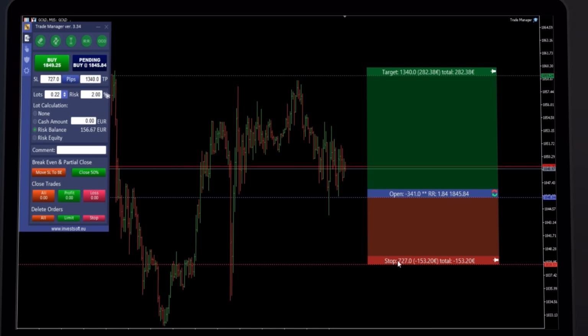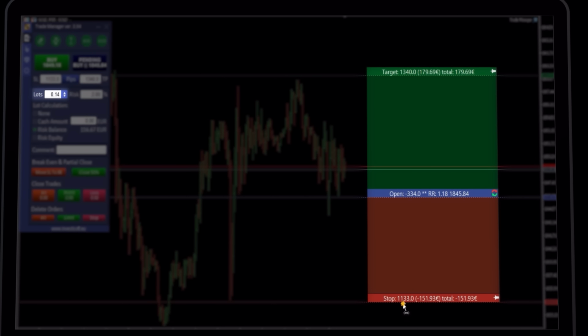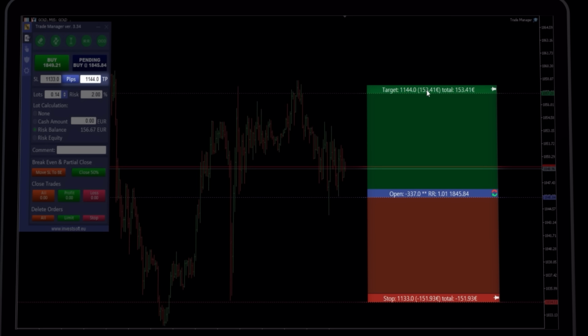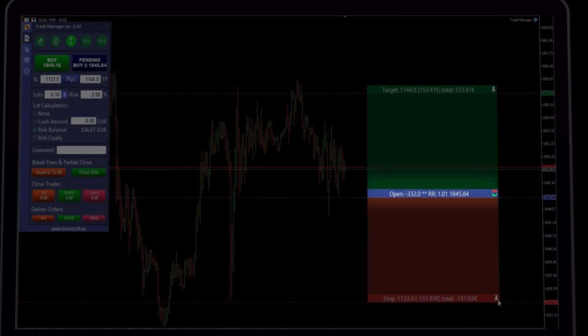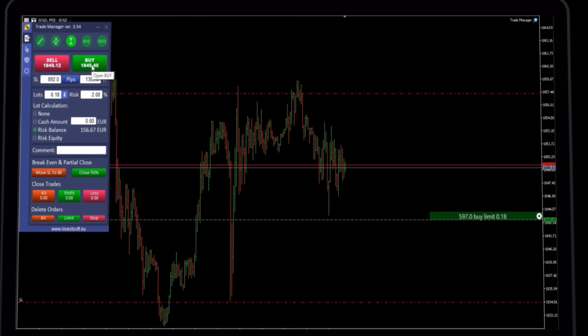And the program at this point provides the acceptable transaction size for the defined risk and stop loss size, stop loss and take profit values in pips, points, and account currency, and the risk to reward ratio. Now, all that remains is to click the appropriate button on the panel to open the trade.